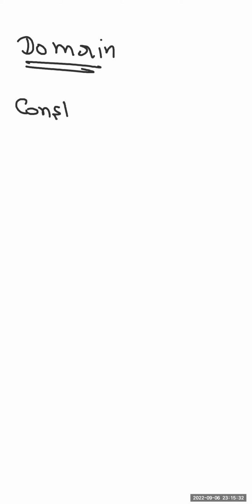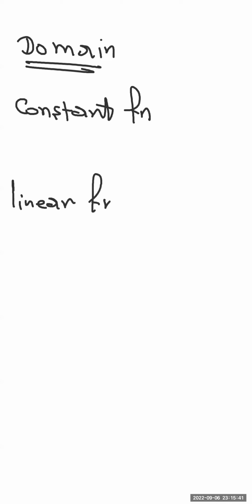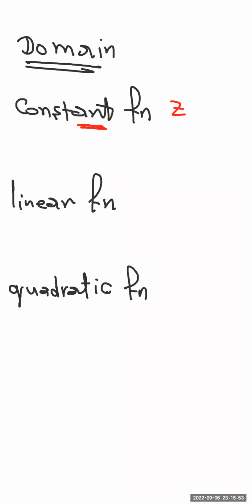Okay, so the domain, the first type, constant function. Second type, linear function. Third, quadratic function. Of course, constant function means it's 0 degree.